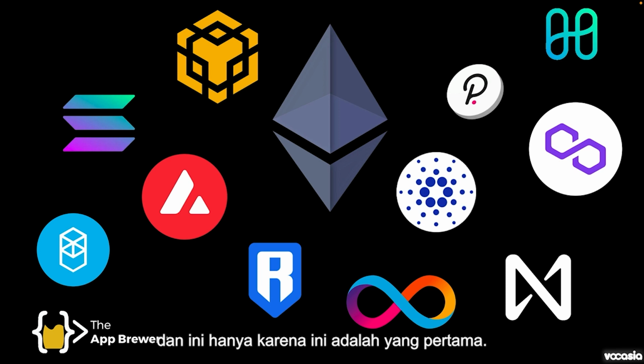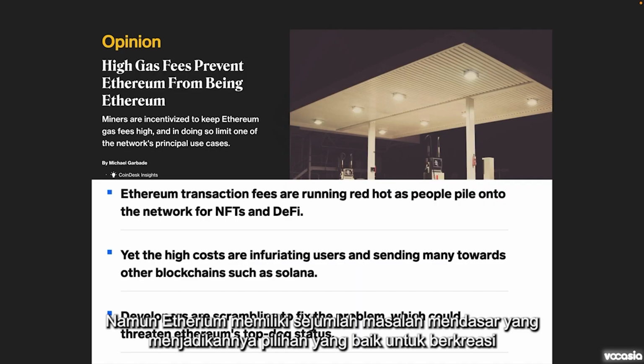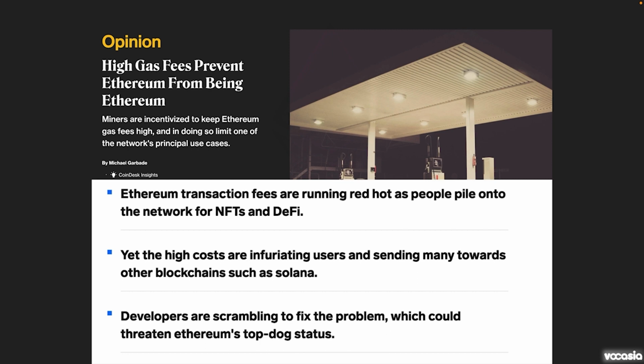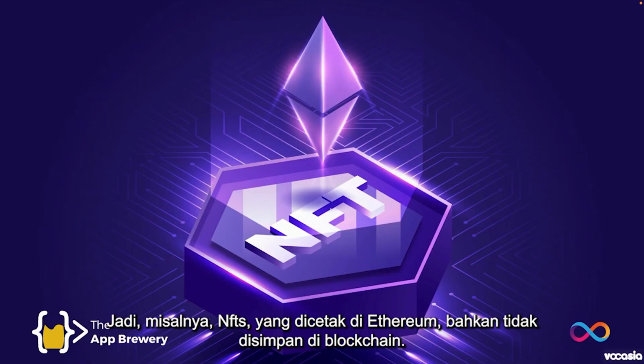And this is just because it was the first one around. It was the first chain which had these smart contracts and you can write code that can be embedded into the blockchain. But Ethereum has a number of fundamental problems that prevents it from being a good choice for creating DApps for Web3. And the biggest problem is scaling. You can't store data on Ethereum and it's very costly to perform computation on the Ethereum network.